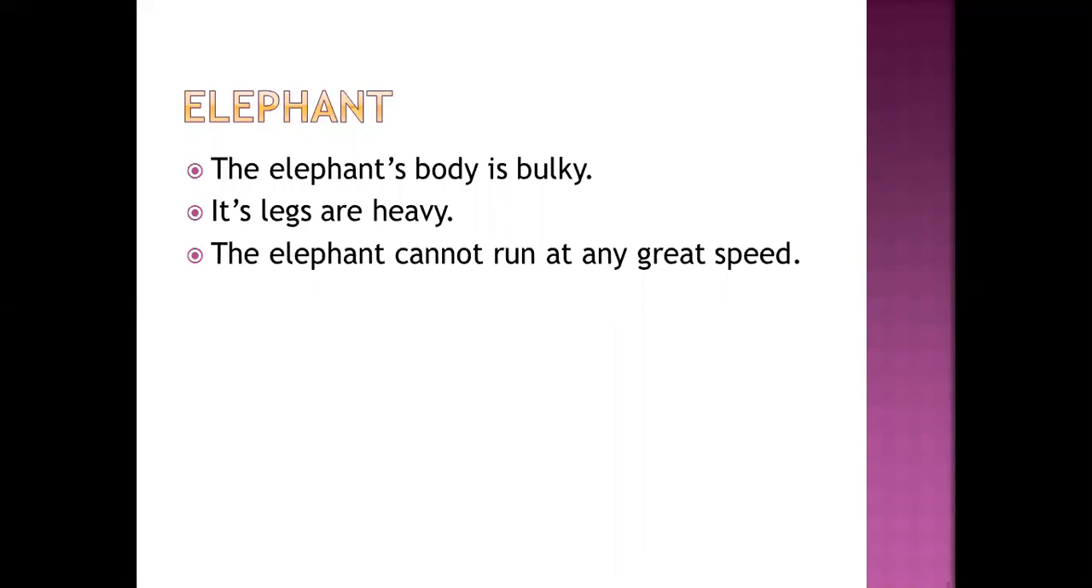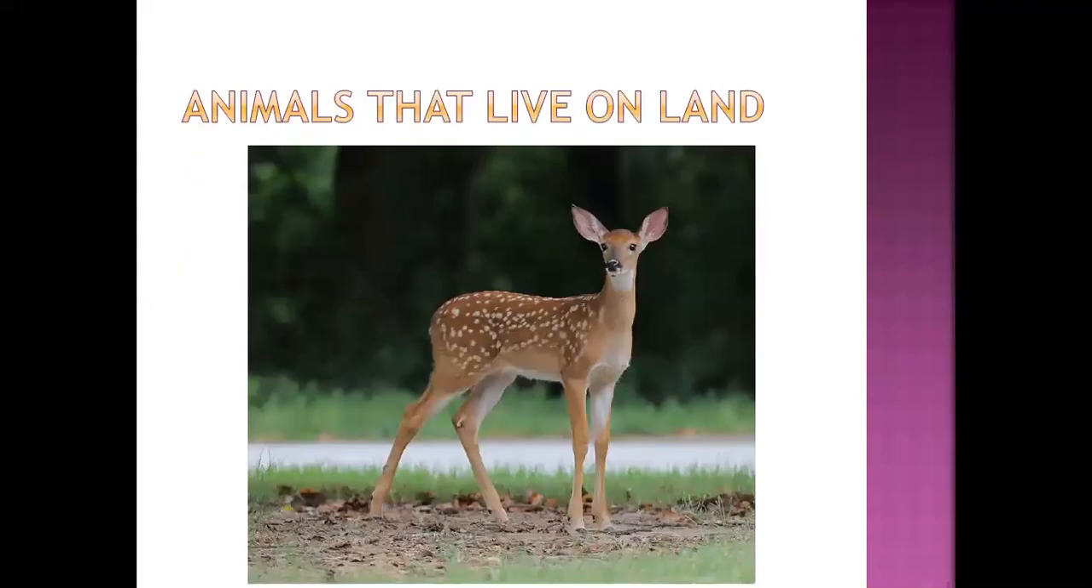Now the elephant's body is bulky. Bulky means it is heavy. Its legs are heavy. They are compared to a pillar. The elephant cannot run at any great speed. So there are different animals. Maybe the leopard, it runs at a very great speed, but the elephant cannot run at a great speed.